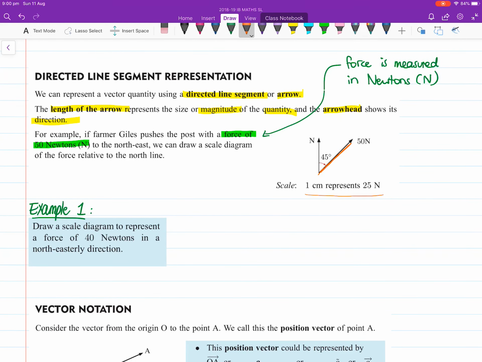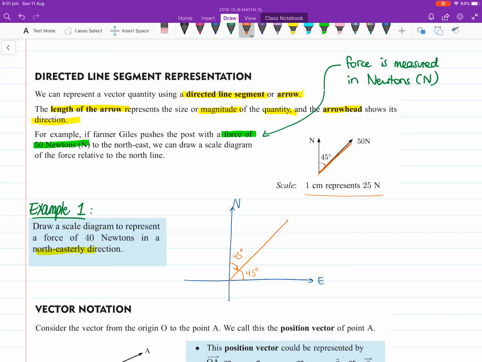So example 1 here, draw a scale diagram to represent a force of 40 newtons in a northeasterly direction. So very straightforward. Let's just do our compass directional crosshairs sort of thing. Now it says we want to go in a northeasterly direction. So northeast is directly in the middle of north and east, right? So in the middle here. But if it's directly in the middle, that means that's 45 degrees, right? Because it's half of 90. And this is 45 in here too. So actually I should put it in here because we measure from north, okay?